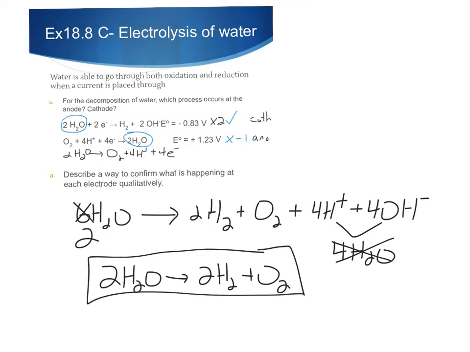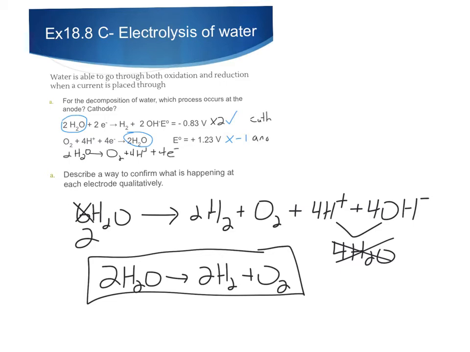That's how we arrive at that equation, but you'll notice that there are hydroxides and hydrogens involved depending on whether the water is gaining or losing electrons, whether it's being oxidized or reduced, because it is doing both. Some of the water molecules are being oxidized, some are being reduced. And describe a way to confirm that's what's happening.